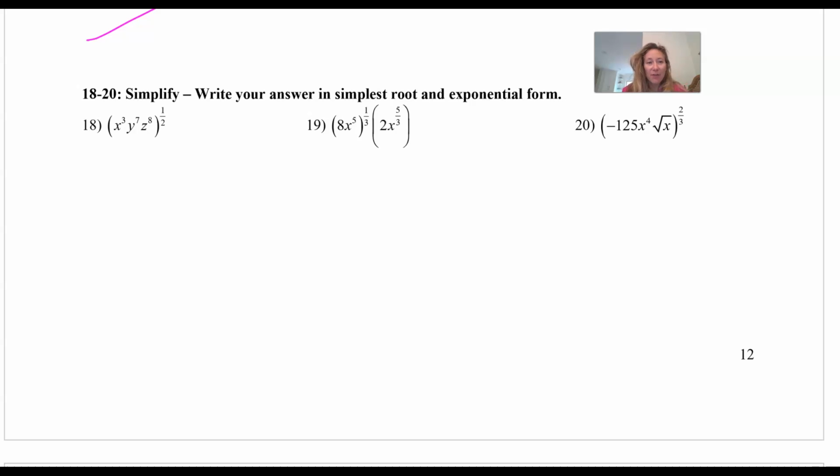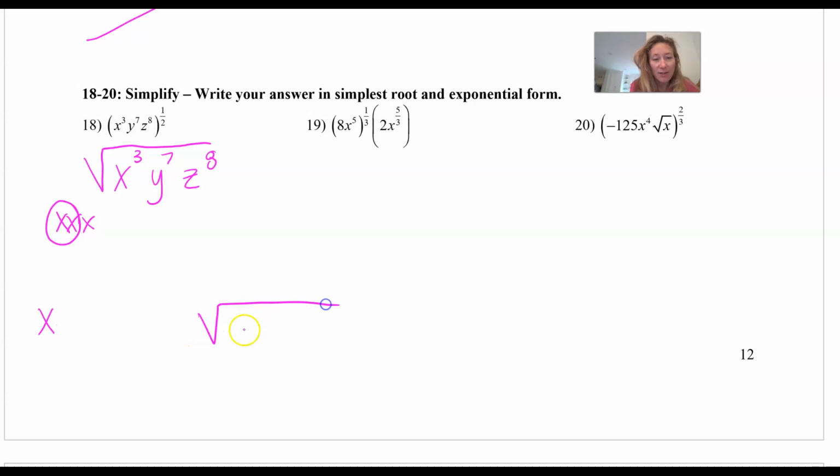I see that I've got a lot going on here, and I'm feeling a little bit overwhelmed. On 18, I see that I have the 1/2 power on the outside, and I am going to write this whole thing in a square root. I think that's going to be the easiest way. So I've got x to the 3rd power, y to the 7th power, z to the 8th power. And then I'm going to do the grouping rule. So x to the 3rd, that's 3 x's. Take out 2 of them because I'm looking for pairs of 2. So it's going to be x on the outside, and then I like to do this 1 x on the inside.